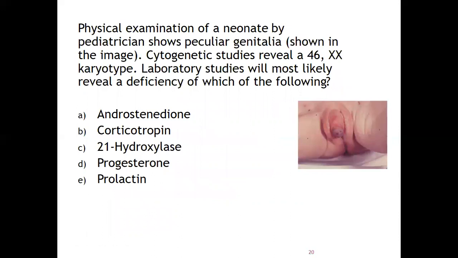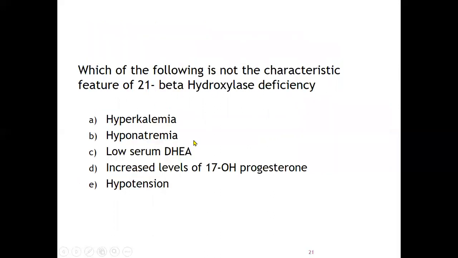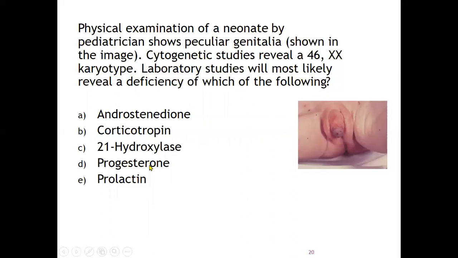A physical examination of a neonate by a pediatrician shows peculiar genitalia shown in the figure. Cytogenetic studies reveal 46XX karyotype. Lab studies will most likely reveal a deficiency of which of the enzymes? That is the clear-cut answer of this one. That is 21 hydroxylase because there is nothing else which is going in favor of this one.